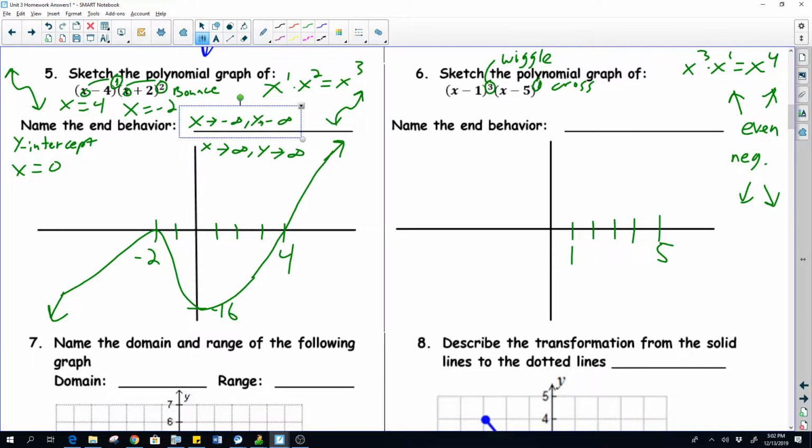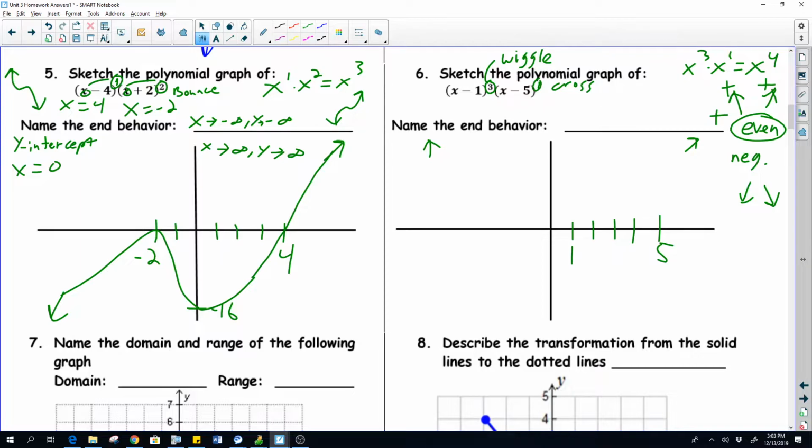Cool. So now the end behavior, though, is going to be even and positive. So both up. Positive, good. X to the fourth, even, positive. So we're going to draw arrows up there and there. Awesome. So both going to be going upwards.